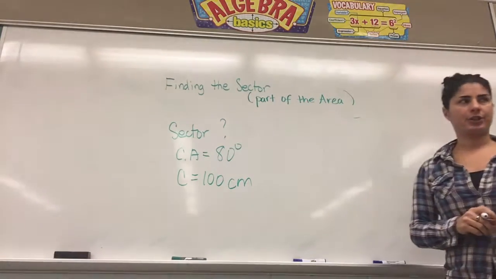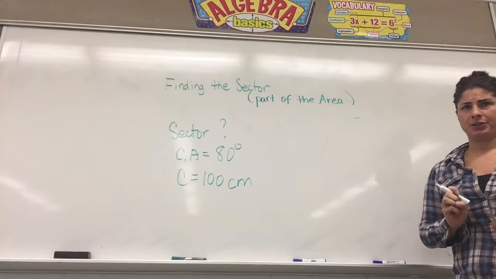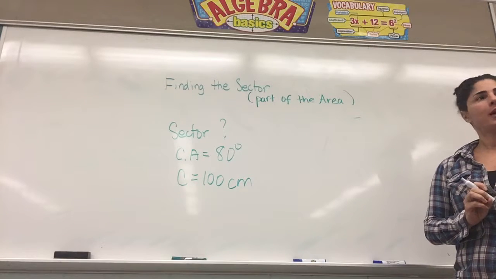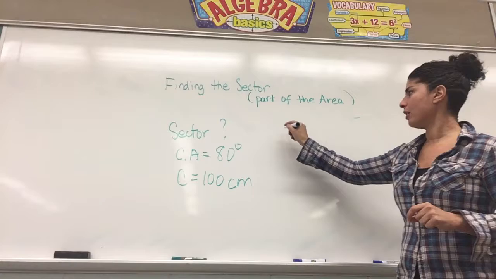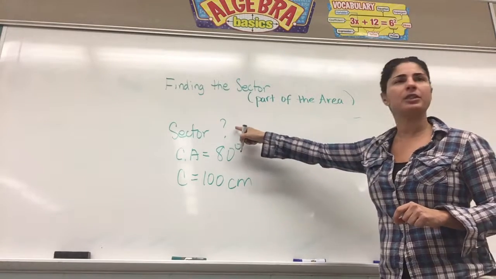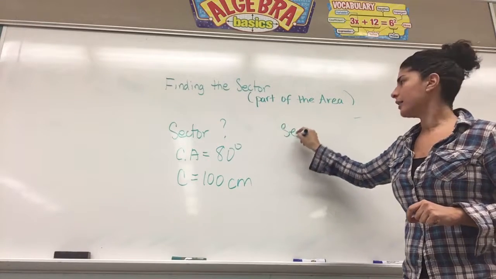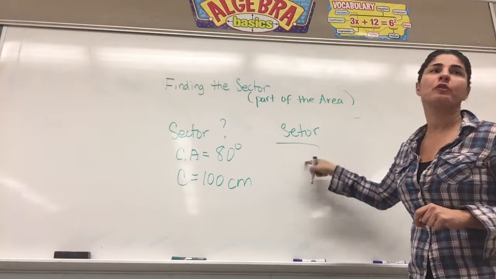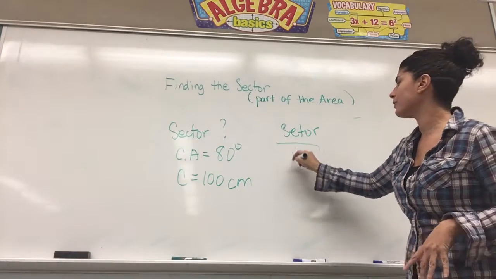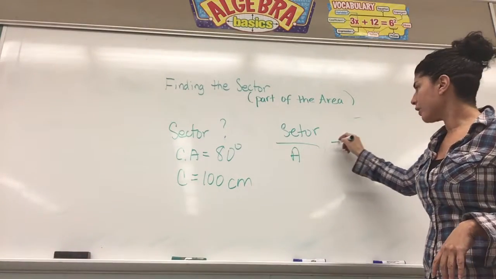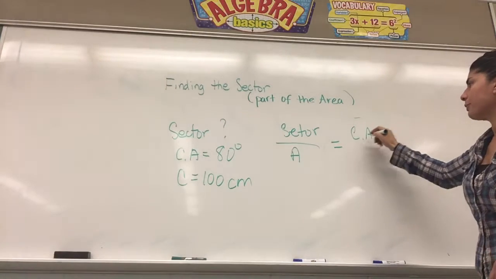What's the first thing you're going to do? The formula. You are great. What's the formula to find the sector? It's not over. Please don't tell me it's over. Thank God you didn't say circumference. Area equals central angle over 360.